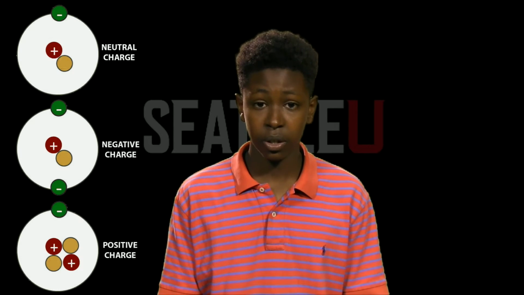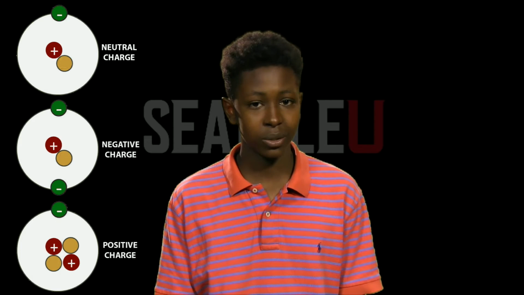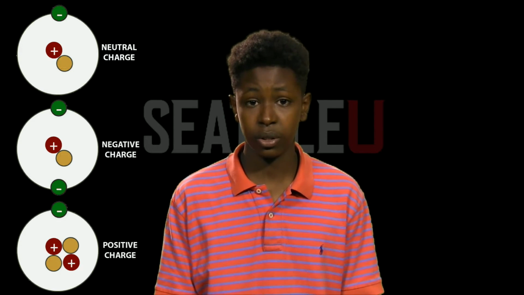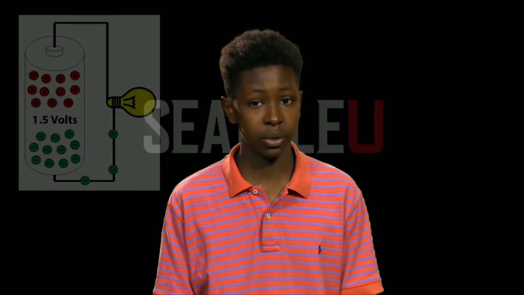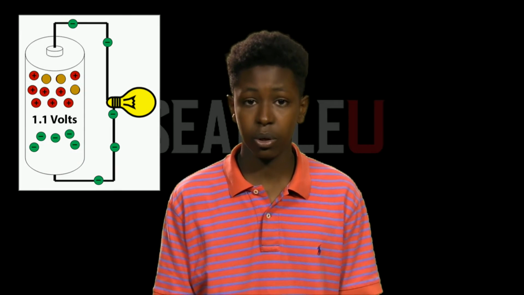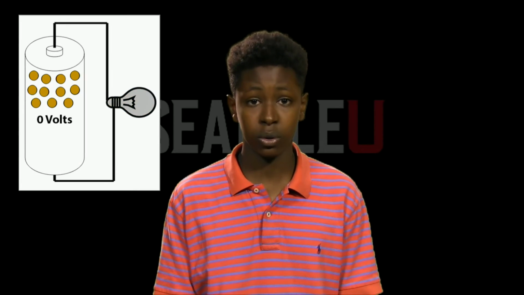In atoms, if there are more electrons than protons, the atom has a negative charge. If there are more protons than electrons, the atom has a positive charge. An electric charge difference creates an electric potential difference that can be measured in voltage. If an atom has an equal number of protons and electrons, its net charge is 0, or 0 volts.